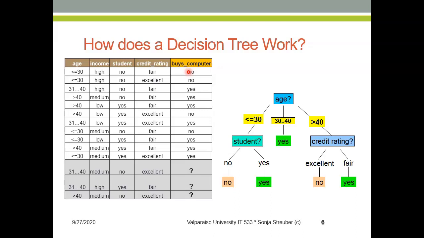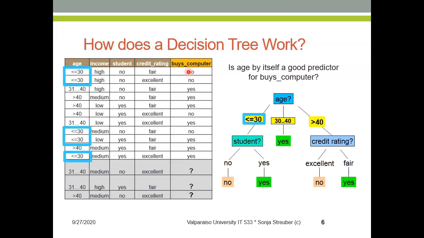Our question is, is age by itself a good predictor for buys computer? Well, let's see. Our first age group is the under or equal to 30 group. That's these 5 rows here. And if we look at the buys computer output, we're seeing that for age less than or equal to 30, buys computer is no in the first 2. Then we have no in number 3. So far, the relationship is very clean and clear. But in the last 2 here, we're seeing yes. So we have 3 no's, 2 yeses. That is not a very clean and clear relationship.